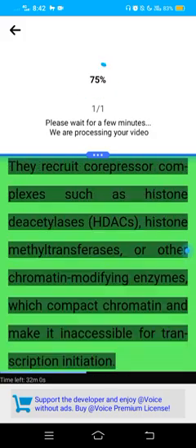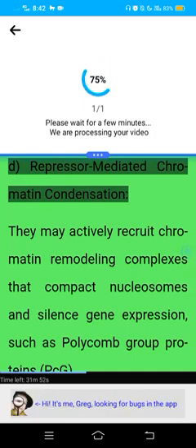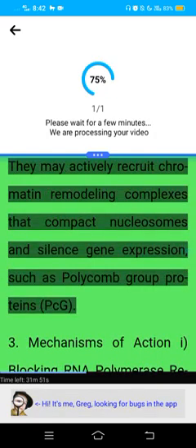C. Direct repression through corepressor recruitment. They recruit corepressor complexes such as histone deacetylases, HDACs, histone methyltransferases, or other chromatin modifying enzymes, which compact chromatin and make it inaccessible for transcription initiation. D. Repressor-mediated chromatin condensation. They may actively recruit chromatin remodeling complexes that compact nucleosomes and silence gene expression, such as polycomb group proteins, PcG.